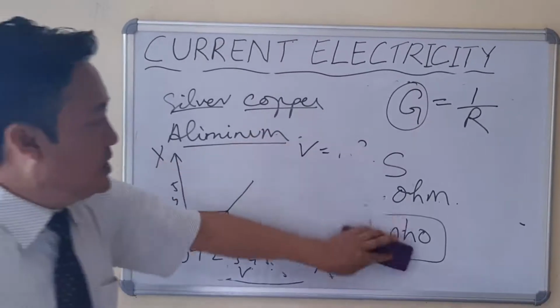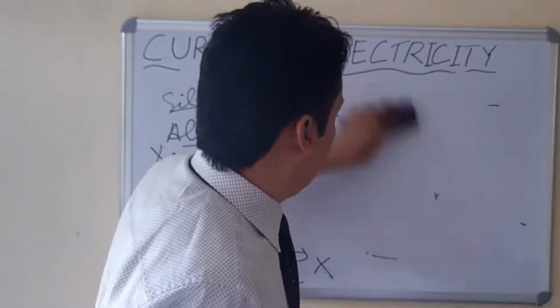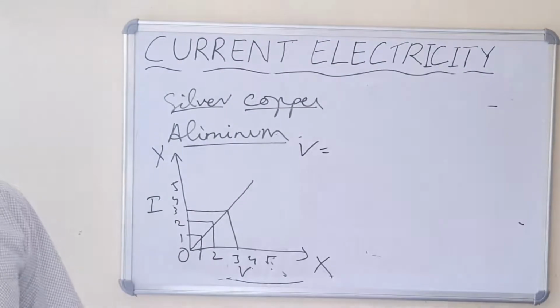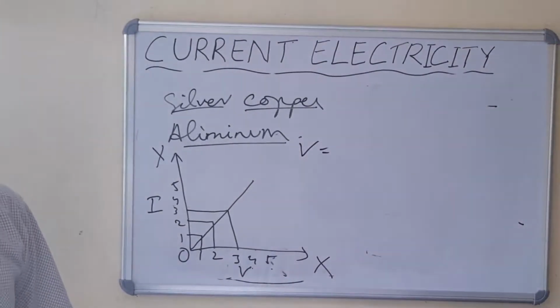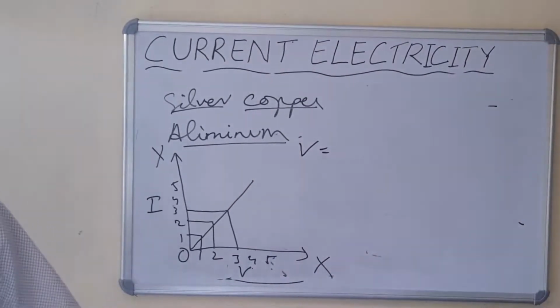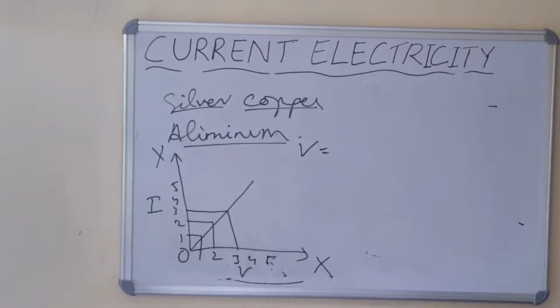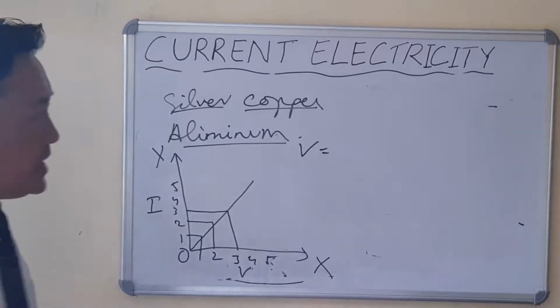The next point is non-ohmic resistors. A conductor which does not obey Ohm's law is known as a non-ohmic resistor. Examples are the vacuum tube, electrolyte, semiconductor diode. All these are non-ohmic conductors. They do not obey Ohm's law. So in that case, what will happen?